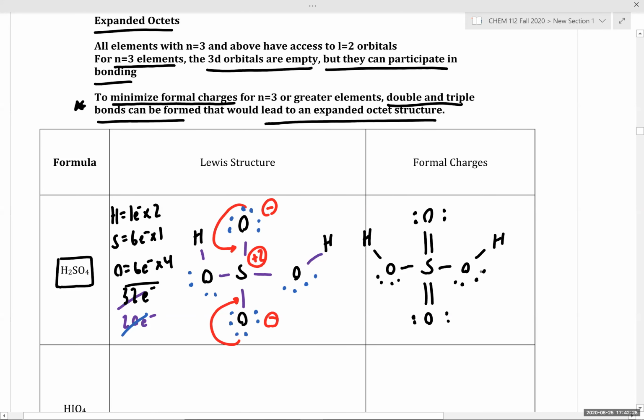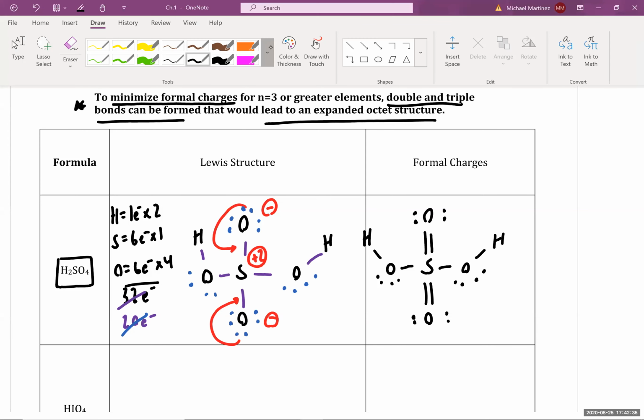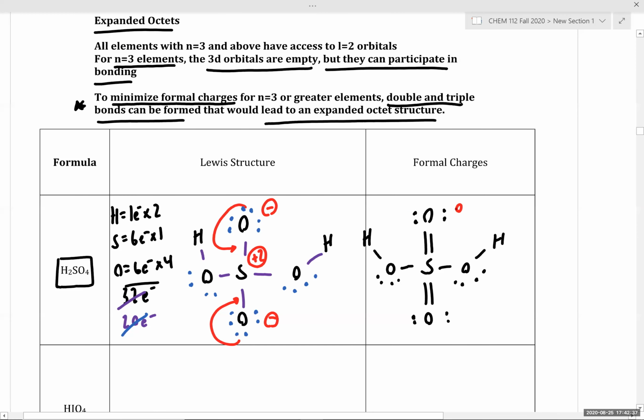Does this make sense to everyone so far? Because as we see now, if we look at our atoms, oxygen has a formal charge of 0, sulfur has a formal charge of 0.